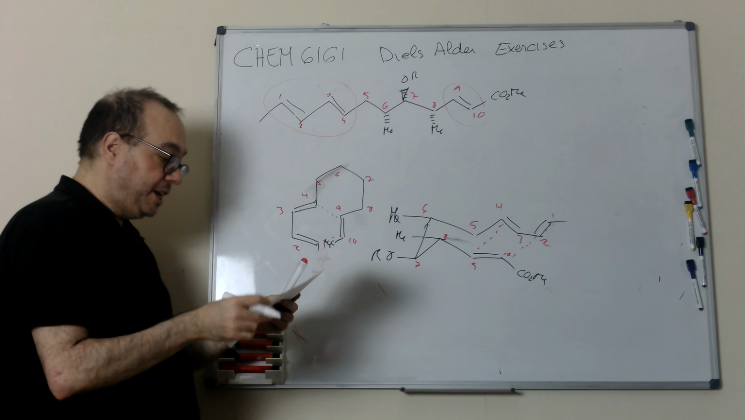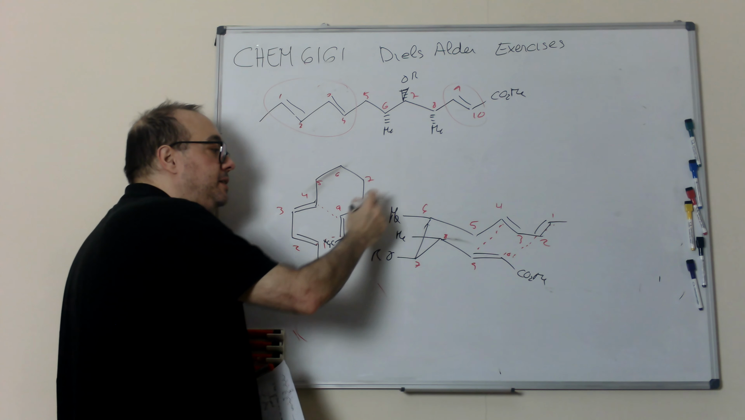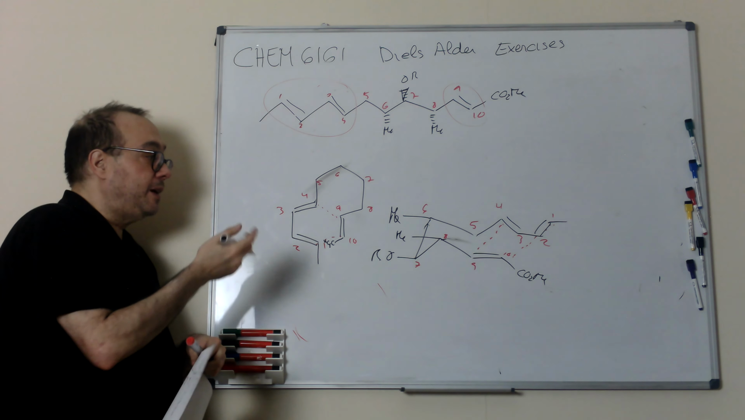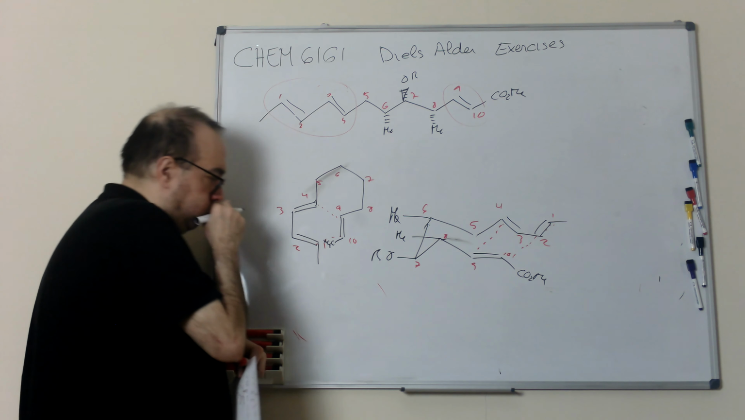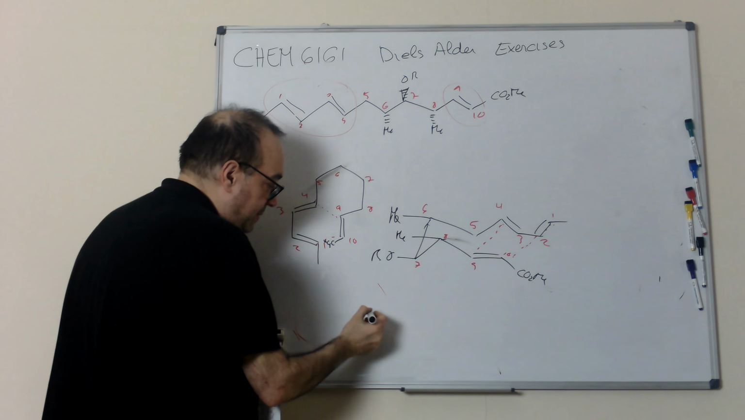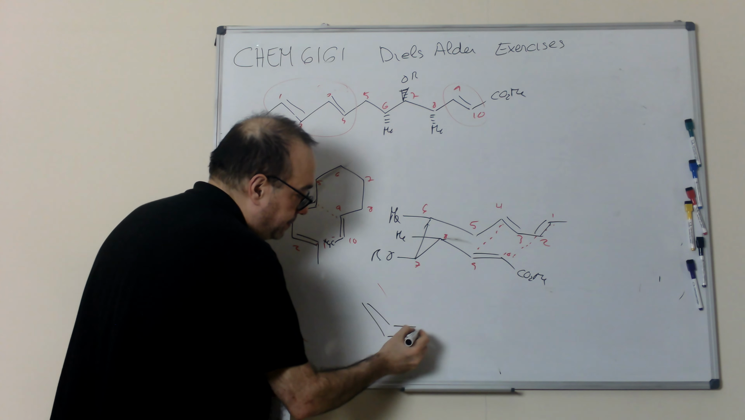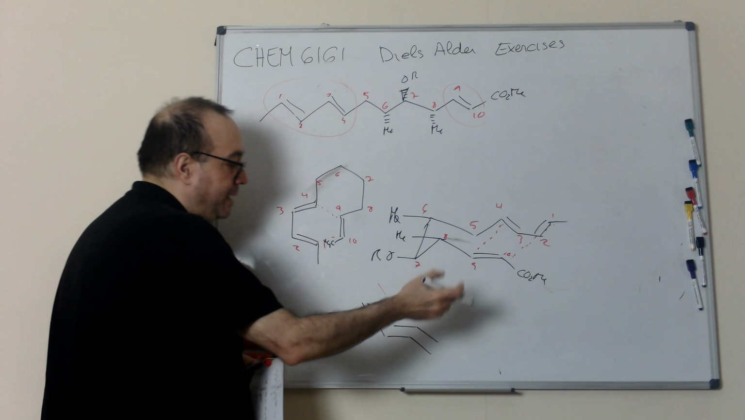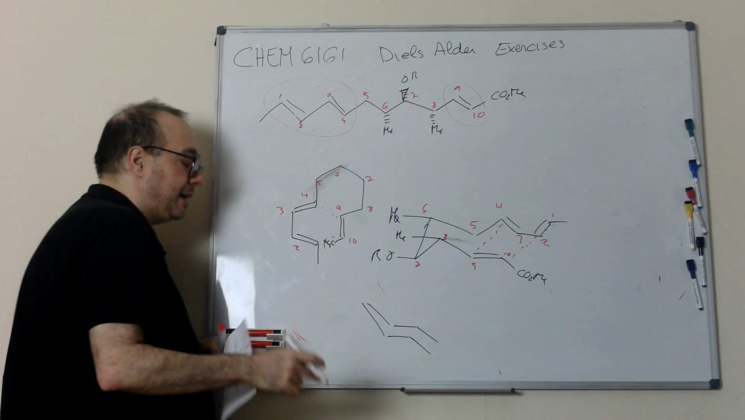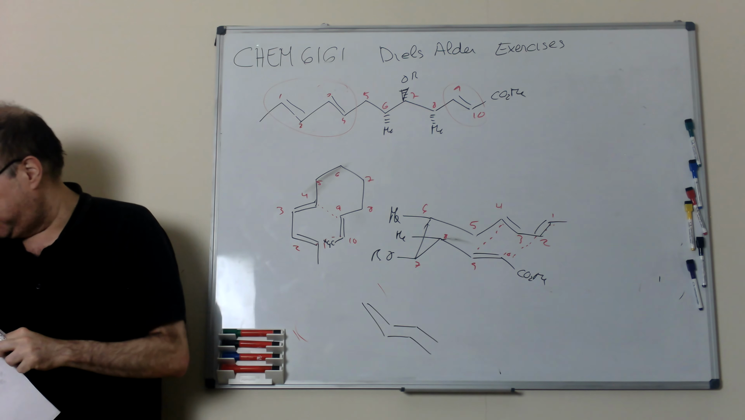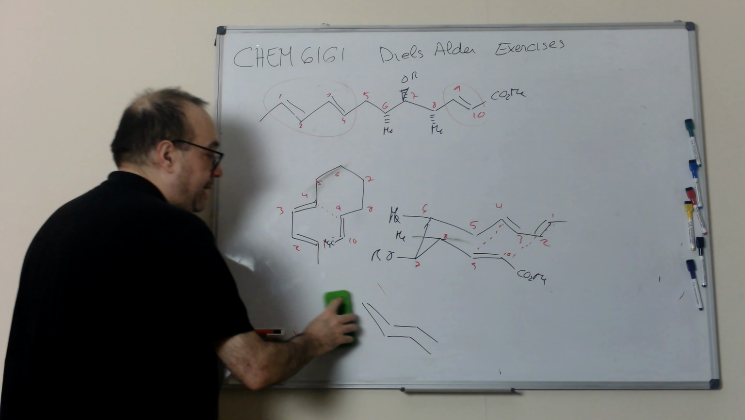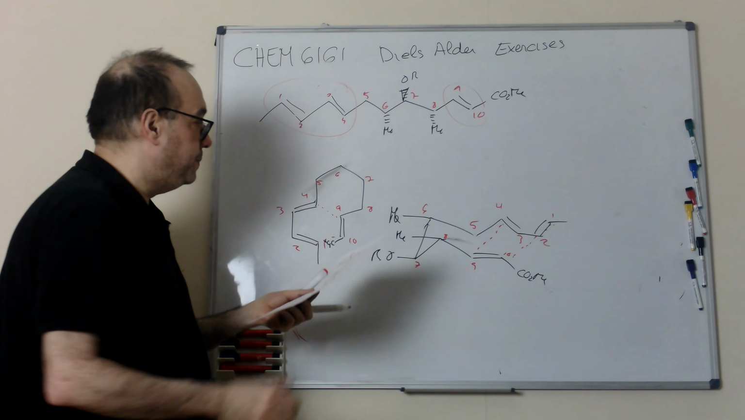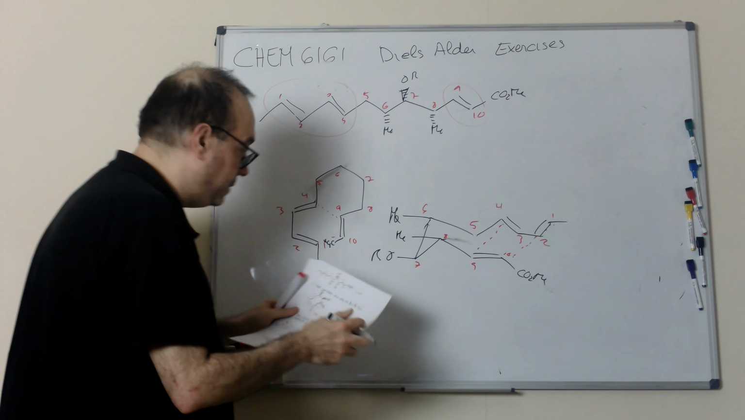That means in this chair what I have is all the substituents in the equatorial position. If I do the other chair, what I will get is all the substituents in the axial position. I have to draw the chair that is more stable. Okay, in this case it will be this type of chair. And then the only thing that I need to do is to draw the final product.